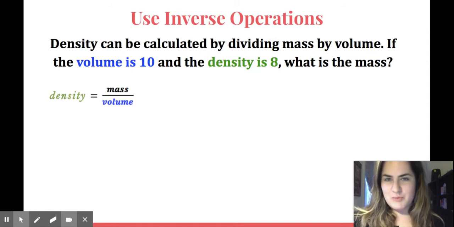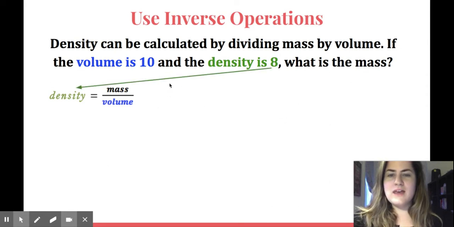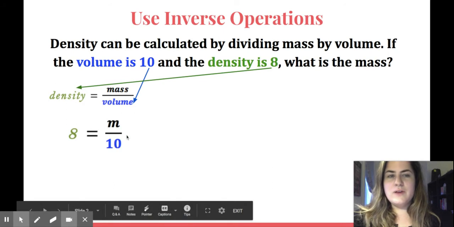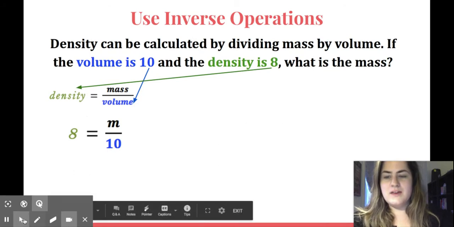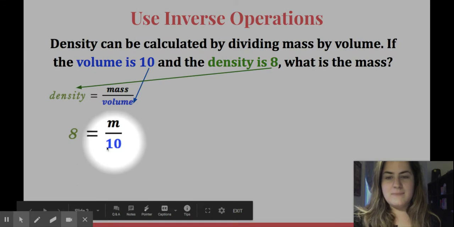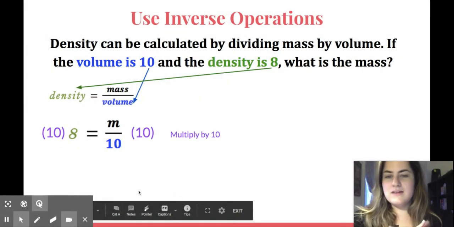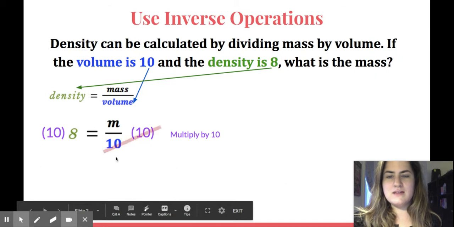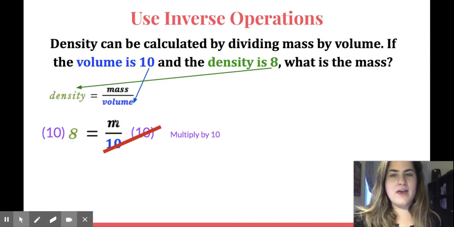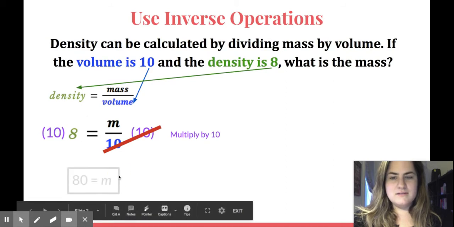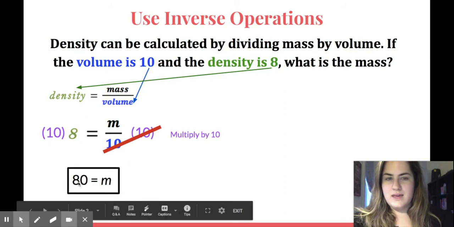So our first example is something you might have seen in science class, density equals mass over volume. So that is the formula. They tell you that the volume is 10 and the density is 8. We can plug in 8 for density and 10 for volume, and then we get that equation. So if my goal is to solve for the mass, I want to get m by itself. Right now it's being divided by 10. The opposite of dividing by 10 is multiplying by 10. So these 10s cancel out, and I have m left over on the right side. I bring that down, and 10 times 8 would be 80.